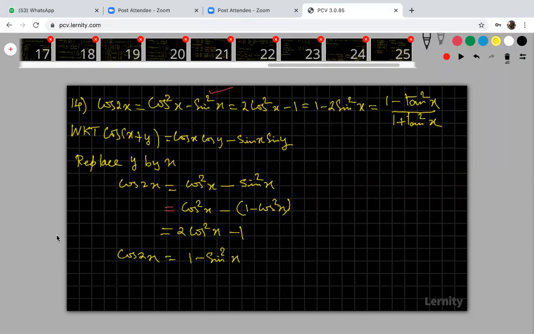Okay, so this is another formula for cos 2x. Here in this formula I applied sin square is 1 minus cos square. You apply cos square is 1 minus sin square, what happens? This cos square is 1 minus sin square, this sin square as it is. So therefore this becomes 1 minus 2 sin square x. Okay, right. This is proved. How to prove this one?